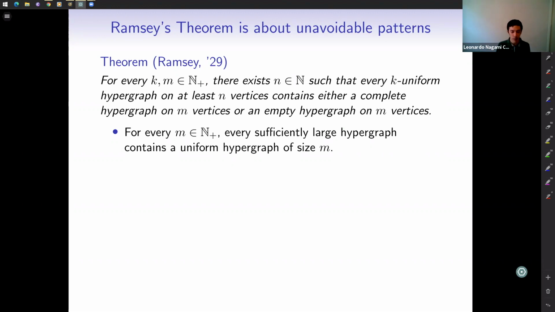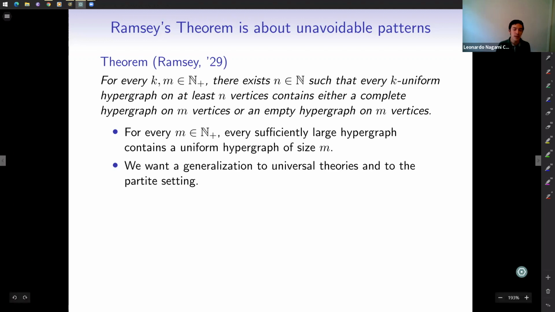Now, in our setting, we're talking about Turán graphs, but we're also talking about Turán graphs coming from some arbitrary universal theory. So what we want to talk about is a generalization that both holds in this general setting and somehow holds in a partite setting as well, right? Because the Turán graph has this natural partition, and the Turán graph is not a complete graph. So you shouldn't expect to see a Ramsey theorem as it is. Even if you don't have extra structure, you don't want to talk about complete or empty graphs. You might want to talk about something that is partite complete, maybe.